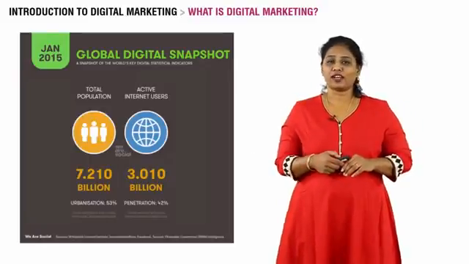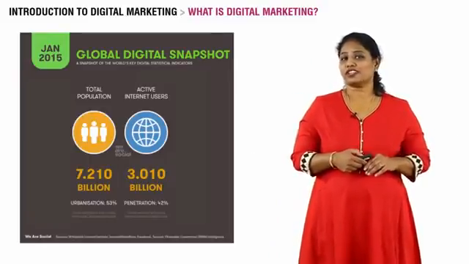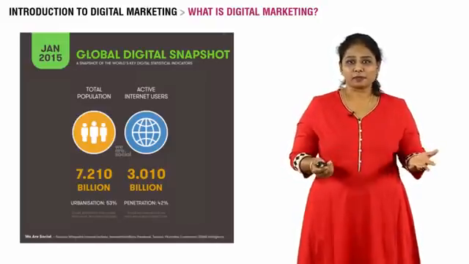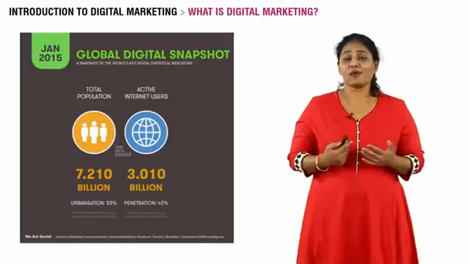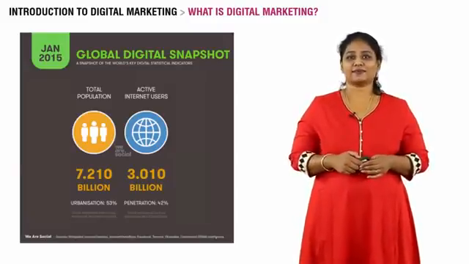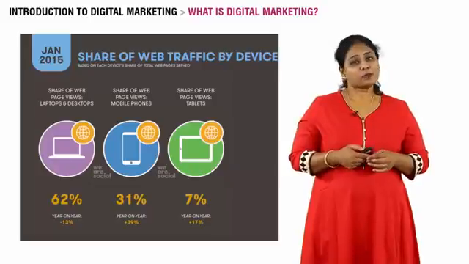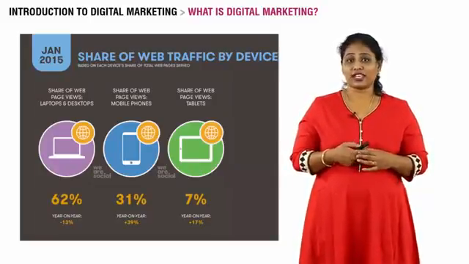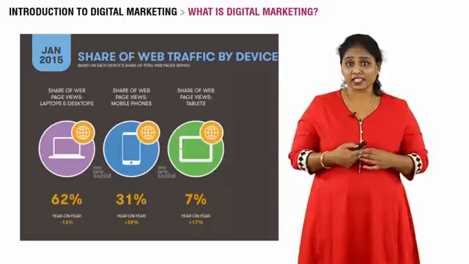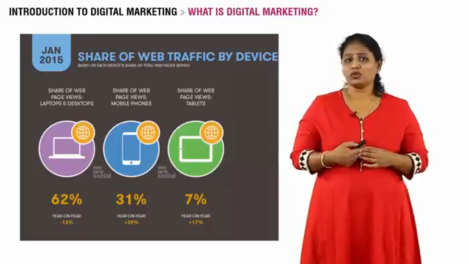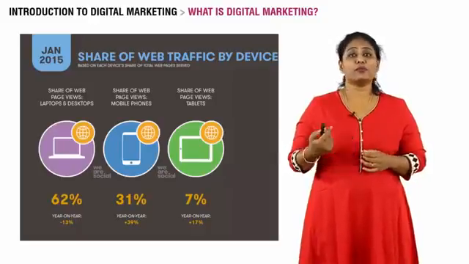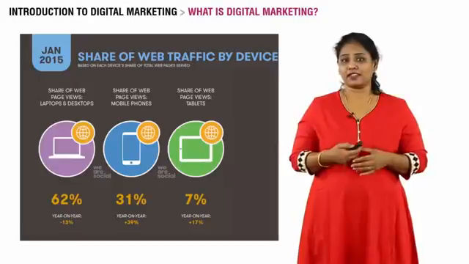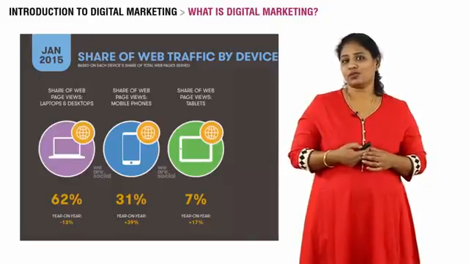As I mentioned before, there are 3 billion people who are online today, which is close to 40% of the world's population. Who are these people? What are they doing? How are they doing it? We'll take a look at that. 62% of these people are browsing the internet through their computers or desktops. 31%, which is again a huge number, are doing so through mobile devices, through their mobile phones. The smartphone revolution has made this possible. And 7% do so through tablets.